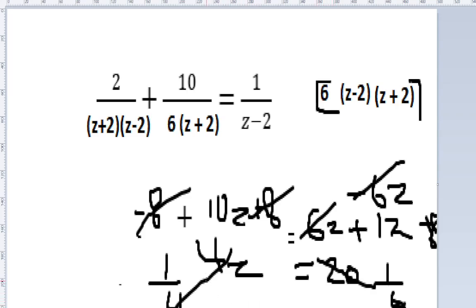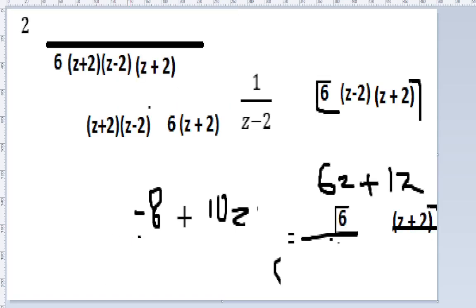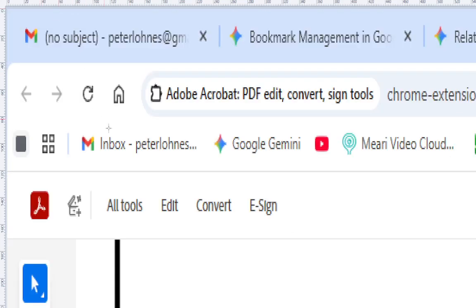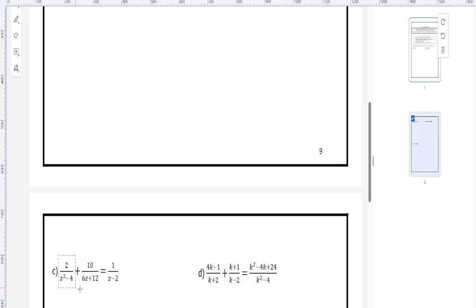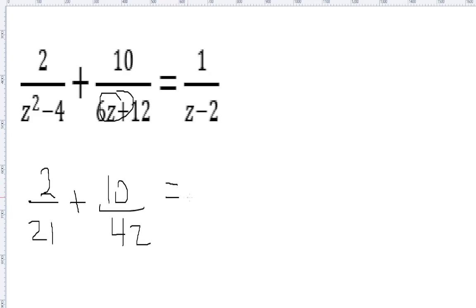To verify if z is indeed 5, and I think I got the wrong answer yesterday, you would go back to the original equation, and put in 5 wherever you see z. And I think I had the wrong one yesterday. So I can see here 5 squared, 25, minus 4 is 21, 2 over 21. Plus 10 over 6 times 5, 30, plus 12, 42, is equal to 1 over 5 minus 2, 3.